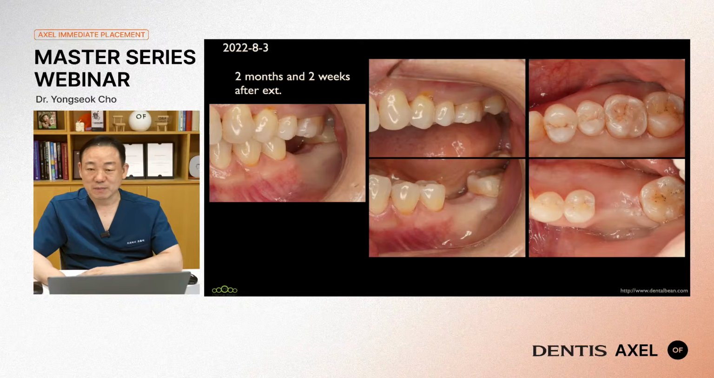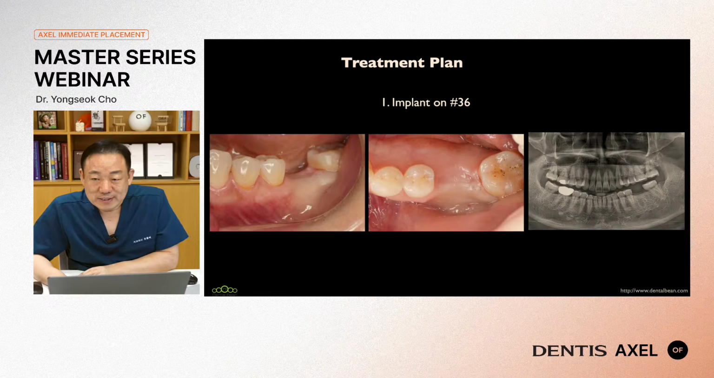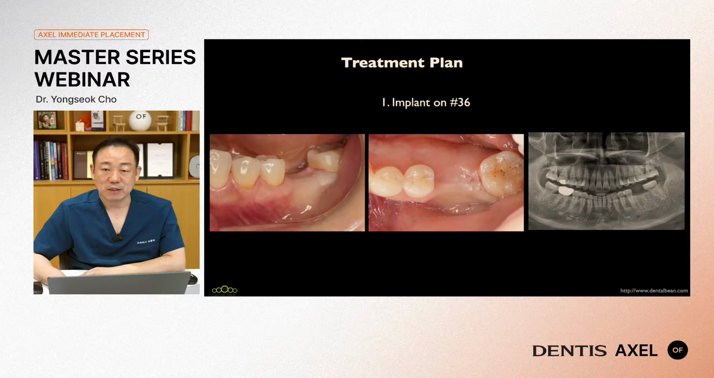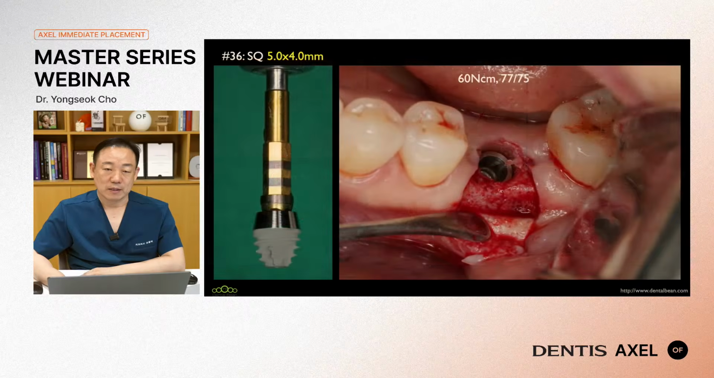The ridge looks like this. Slightly buccal tissue volume reduced. How much is the available bone height? I can see more than 12 millimeter available bone height exists. However, in this case, I decided to use an extra short implant, and to increase buccal tissue volume, I made a relatively complex flap, a trapezoidal flap, and here a 5 by 4 millimeter extra short implant was placed.